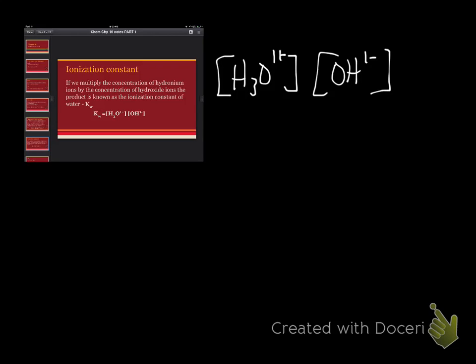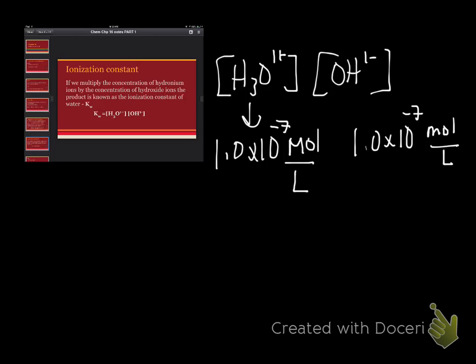So what are the units for K W? Let's look at this. This concentration of hydronium ions that we're talking about, and this concentration of hydroxide ions that we're talking about, what are the units here? 1.0 times 10 to the negative 7th what? Where have you seen moles per liter before?